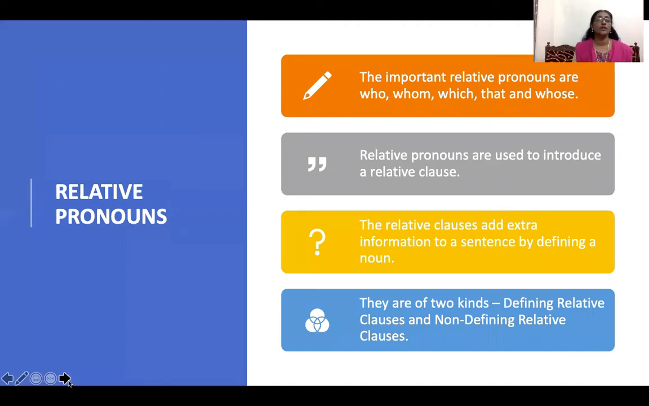Now we will learn about the relative pronouns. The important relative pronouns are who, whom, which, that, and whose. Relative pronouns are used to introduce a relative clause. The relative clauses add extra information to a sentence by defining a noun. They are of two kinds: defining relative clauses and non-defining relative clauses.